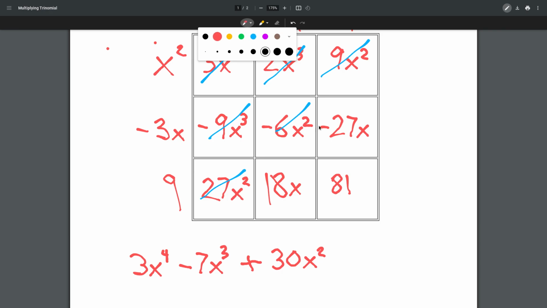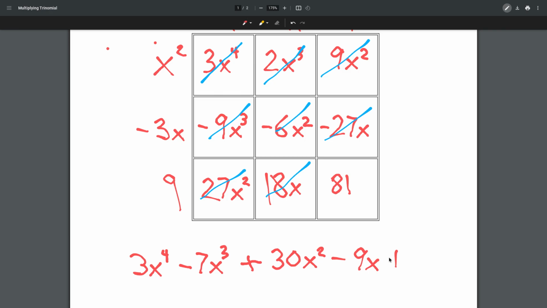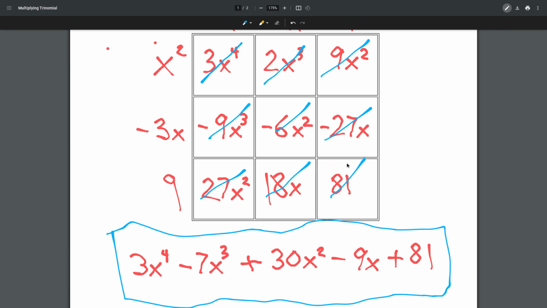Okay, next up we have negative 27x plus 18x. That's going to give us a negative 9x. And we can cross out those two. And then we have the plus 81 there left. And we can cross this out. Now we've crossed everything out above here, so we know we've multiplied this correctly. So this here is our solution. 3x to the fourth minus 7x cubed plus 30x squared minus 9x plus 81.